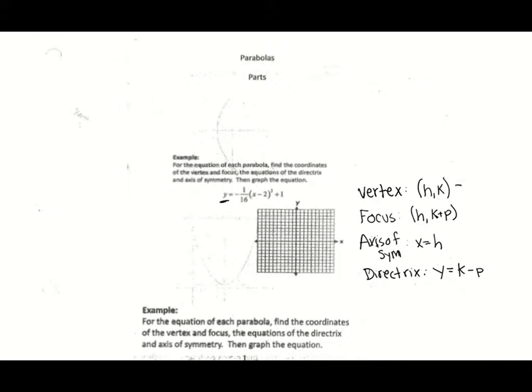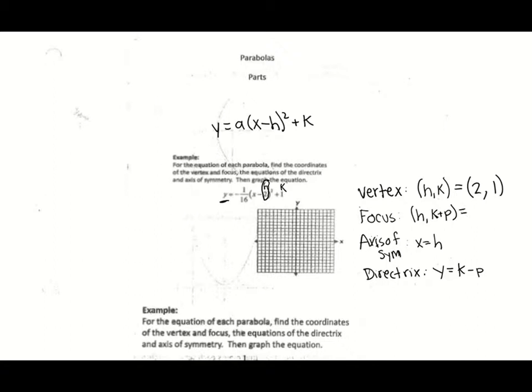So for my h comma k, when I look at that equation, I know my h is this number right here. H is 2. Because my original equation, I'm going to write that up here, it is y equals a times x minus h squared plus k. So my h right here is 2, and my k is 1. So that's my vertex.